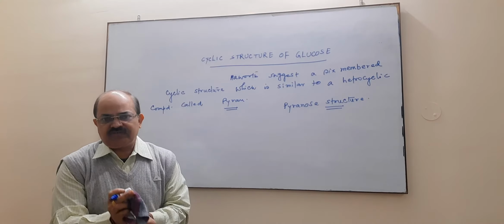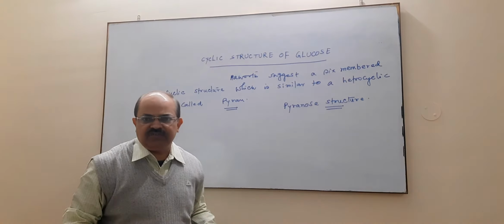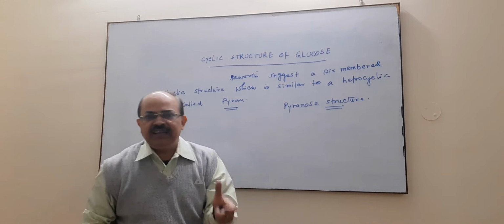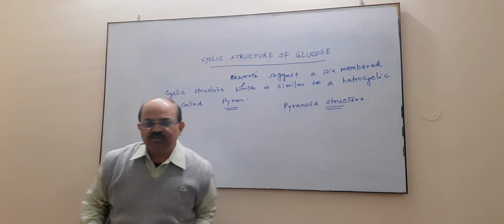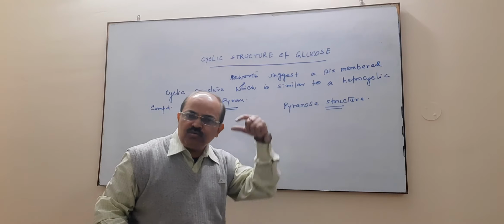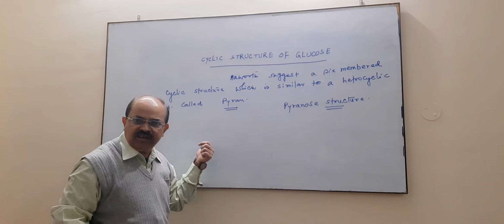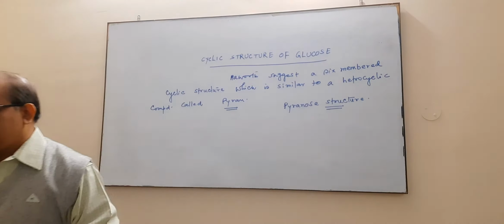हम जब आगे स्ट्रक्चर ऑफ फ्रुक्टोज पढ़ेंगे तो देखेंगे कि इसी तरीके से फ्रुक्टोज का भी साइक्लिक स्ट्रक्चर होगा. But the cyclic structure of fructose resembles the heterocyclic compound furan. तो उसमें बोलते हैं फ्यूरानोज स्ट्रक्चर, जबकि ग्लूकोज के लिए हम लोग बोलते हैं पायरानोज स्ट्रक्चर.